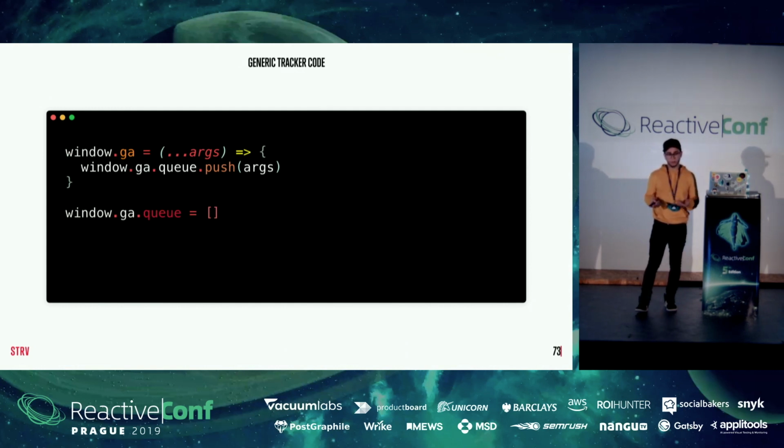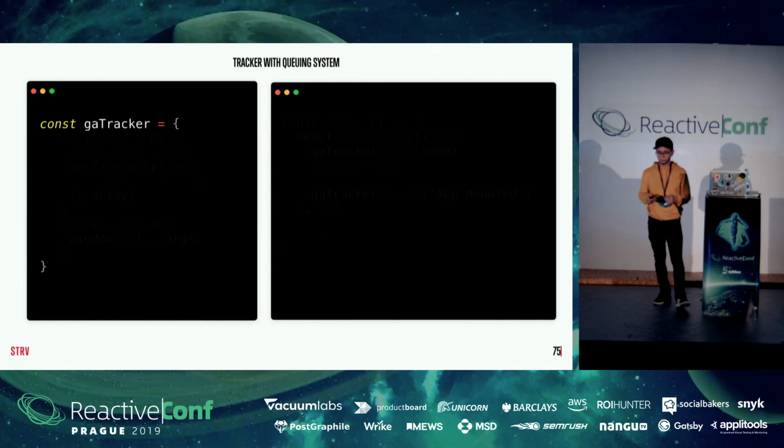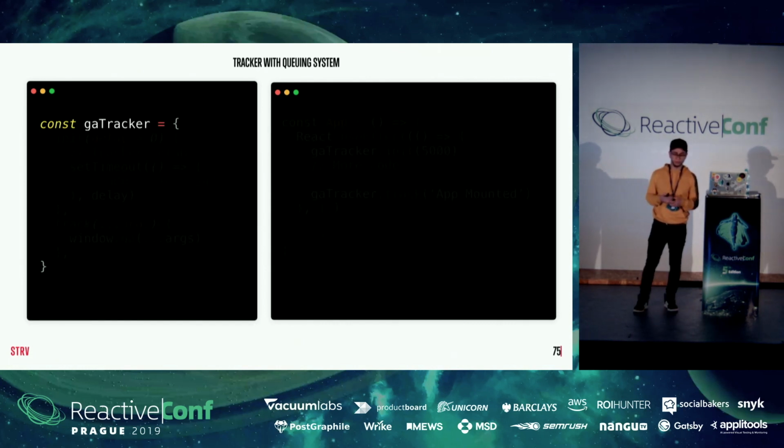It's just adding a global function. To this global function, we attach a global array, called Q, as a property. And every time this function is called, it's just going to put the arguments that were passed to it into this array. So when you put real data, it looks something like this. If you pass send and pageview, it would add those into the array. And once analytics.js loads, it will take everything that is in the array and send it back to Google.